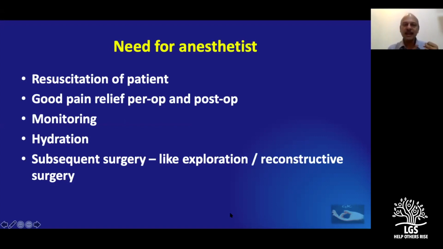First, right from the beginning, resuscitation of the patient, the anesthetist does a wonderful job. They can do the resuscitation much better than what we can do. Second is good pain relief. Once the surgery begins, once you have made the decision for replantation, good pain relief per-op and post-op can be given. Then monitoring the patient through the surgery and after the surgery, maintaining the hydration of the patient.